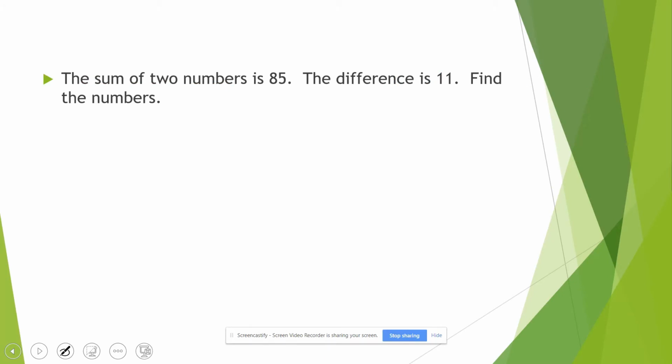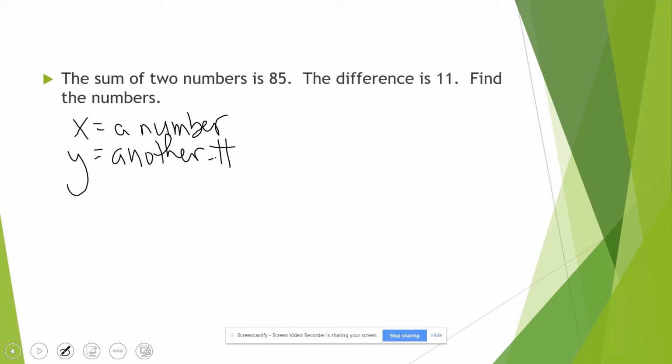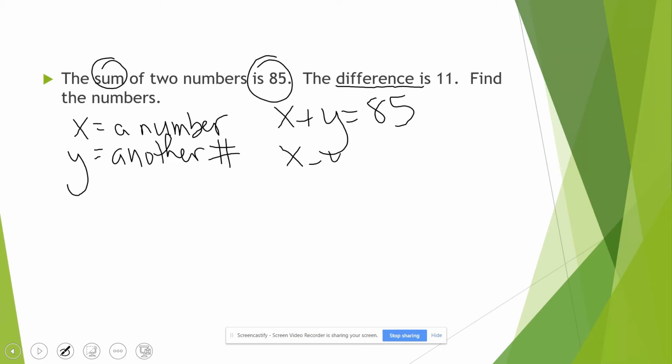Now we're going to go to something a little different, talking about just two numbers. So again, we need variables for each number. I'm going to use x and y this time. So I'm going to say x is a number and y is another number. The sum of two numbers is 85. So x plus y is 85. The difference, so we're subtracting, x minus y, is 11.